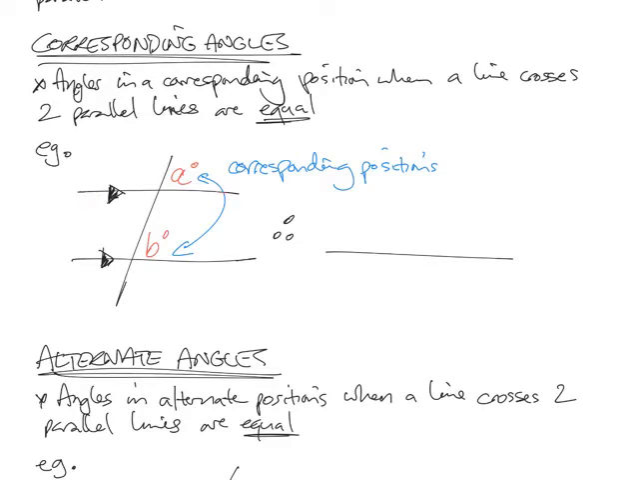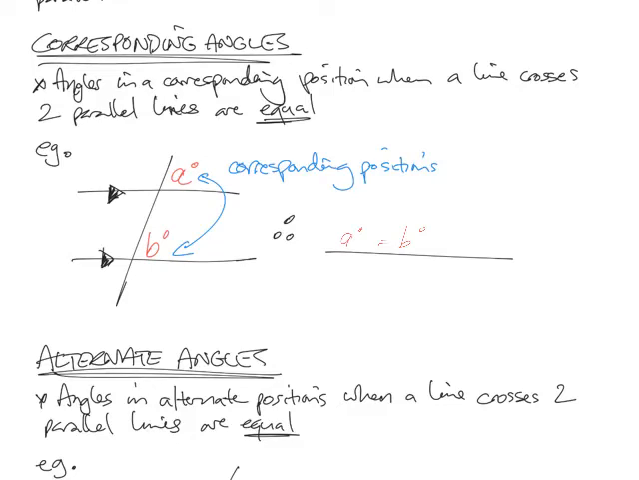So here we have two parallel lines. We have a third line crossing them both. You get an angle formed here and an angle formed there. They're in corresponding positions. You can see that this is sort of going down to the right, and this is the other angle in the corresponding position because the line goes down and to the right. They're in corresponding positions, therefore angle A is equal to angle B.